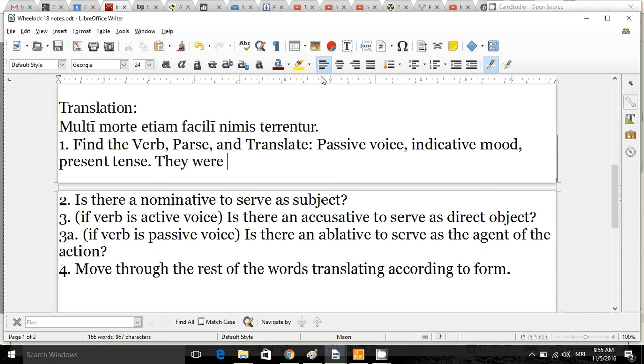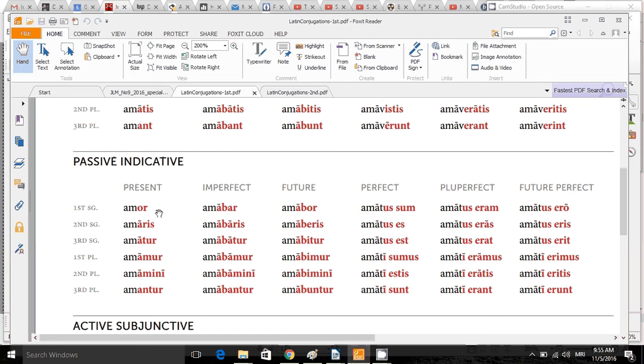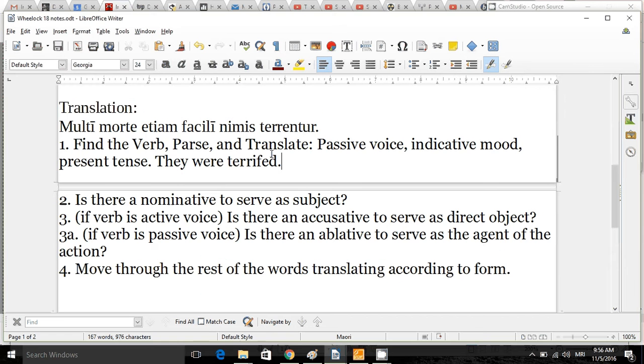They are terrified. Right? Because if we went through all these endings, so amor, I am loved, present tense. Amaris, you are loved. Amatur, he is loved. Amamur, we are loved. Amamini, y'all are loved. Amantur, they are loved. The imperfect, I was being loved. You were being loved, etc. Future, I will be loved. You will be loved. He will be loved, etc. Okay, so we said this is present tense. They are terrified, present tense.